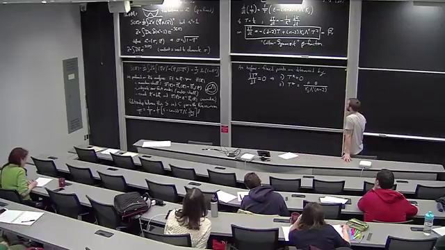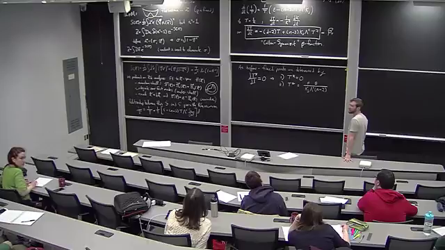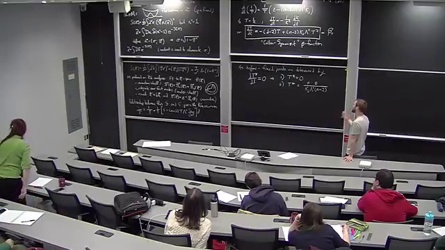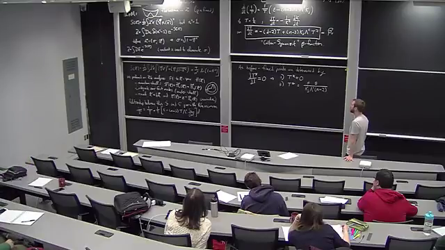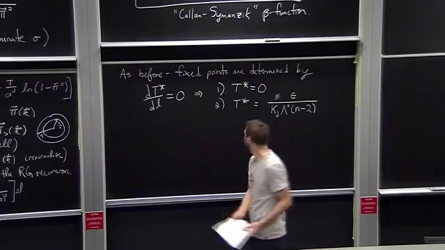So next, let's look at the stability. What we want to do is find out if flows are relevant or irrelevant at these fixed points and draw the RG flow.